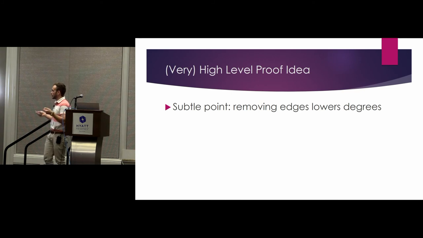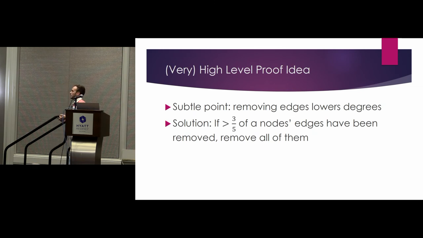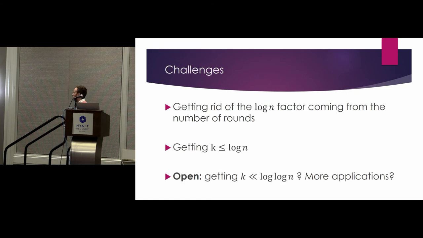Some subtle point that I didn't mention so far is the fact that we use the degrees of the nodes when we sample. We wanted to say that we don't sample more than k over the degree, so the degrees mattered. But when we remove edges, when we cut these edges going out of a component, then we change the degrees. So this can cause some problems, and we solve that by doing the following thing. If at least 3/5 of the edges going outside of a node were cut, we just cut everything else. And we show that this doesn't remove more than a constant factor more of edges, and then the degrees are roughly the same as they were in the beginning, so this is not a problem.